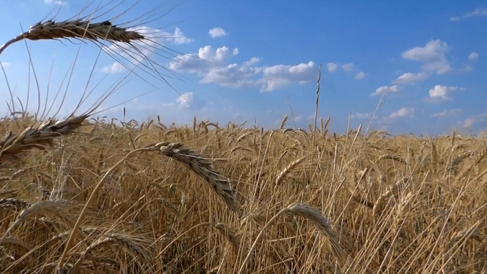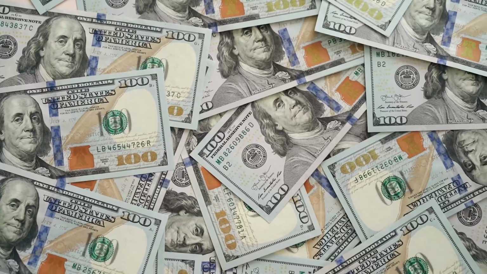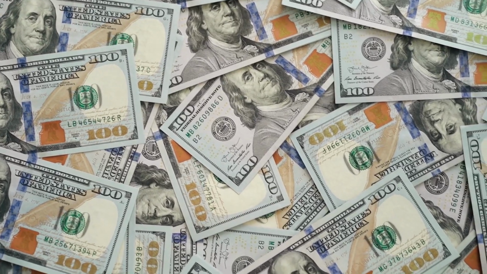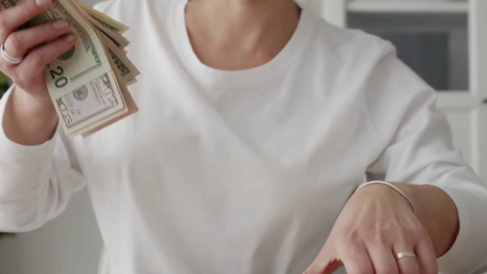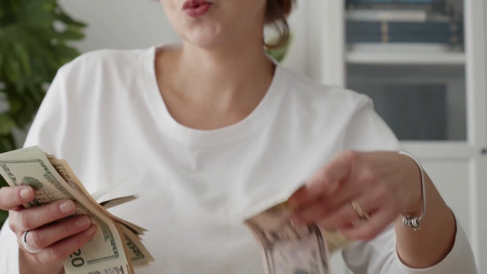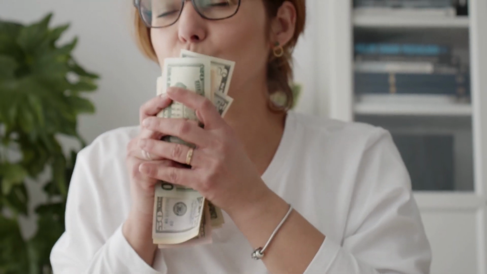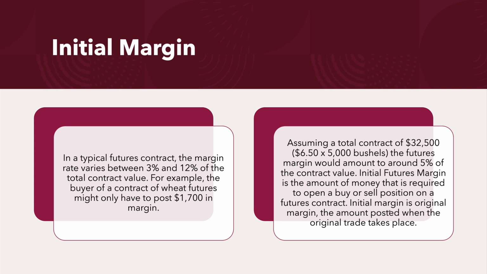So for example, the buyer of a contract of wheat futures might only have to post $1,700 in margin, even though the asset that they're actually controlling is worth $32,500. And thus we could say that if we posted $1,700 to gain that contract, that would only be 5% of the $32,500, which is the total asset value. Initial futures margin is the amount of money that is required to open a buy or sell position on a futures contract. Initial margin is the original margin and the amount posted when the original trade takes place.